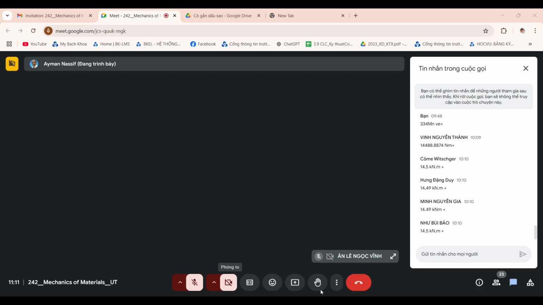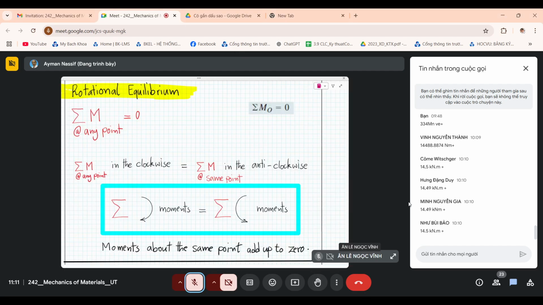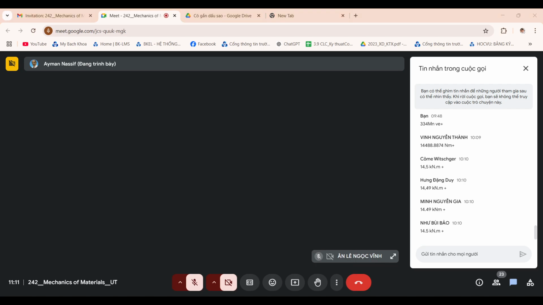But you want to balance the rotational effects about any point in the plane of the force system, which is in equilibrium. When you have equilibrium, you cannot have any rotational effects. Otherwise, the entire plane will be rotating forever. Okay?